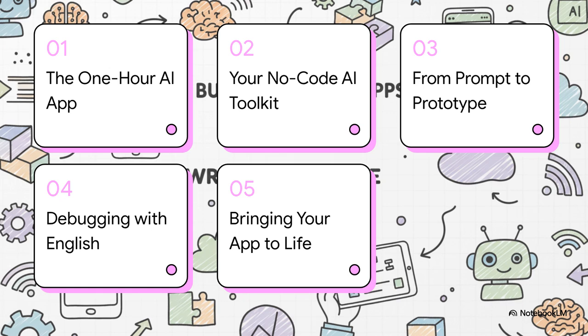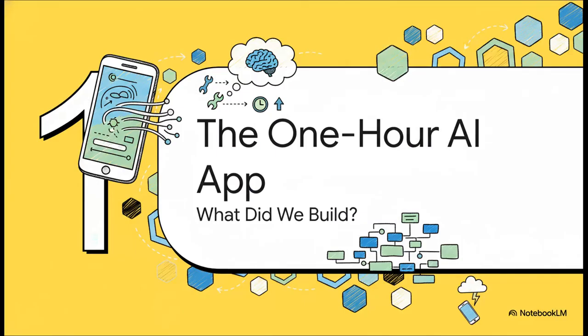Here's the game plan. First, we'll take a look at the finished app. Then, we'll unpack the AI toolkit that makes all this possible. After that, we'll walk through the whole process, from a simple idea to a working prototype. We'll even see how you can fix bugs just by talking to the AI. And finally, we'll bring the app to life on a real phone. Okay, let's get into it.